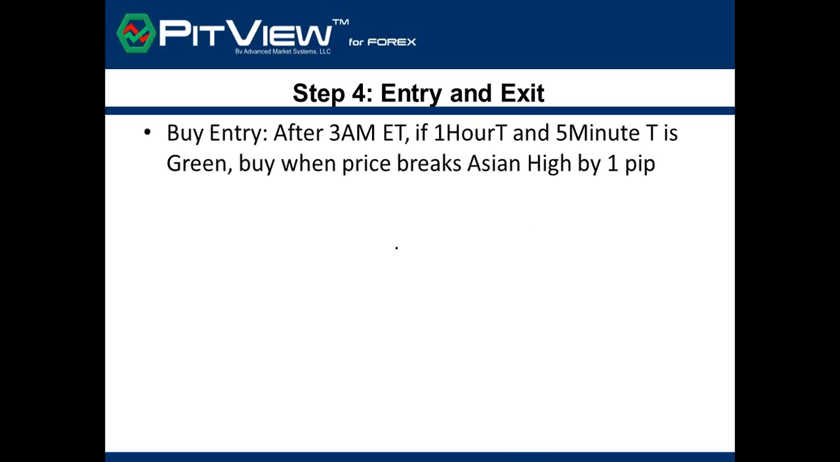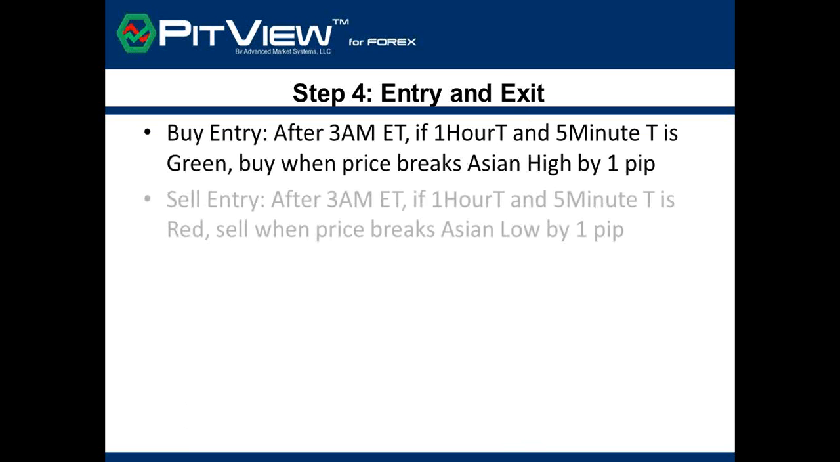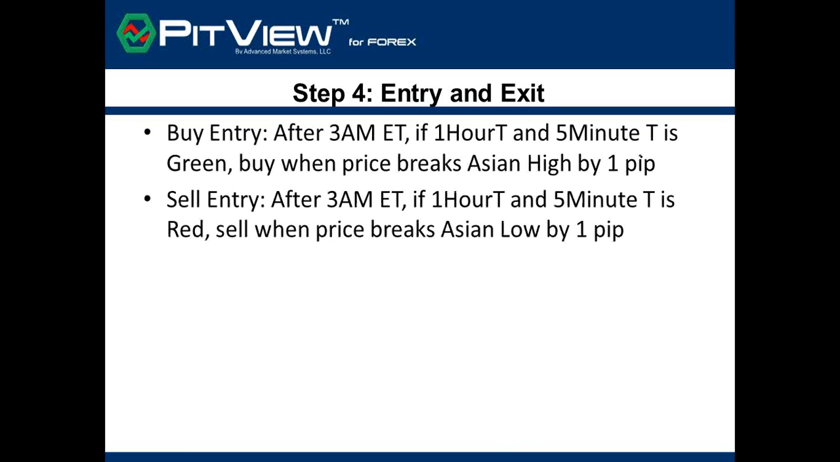So the buy entry and the sell entry look like this. After 3 a.m. Eastern time, that's right when 3 a.m. Eastern time hits, and that's 8 a.m. London time for you folks that live in the UK. After 3 a.m. Eastern time hits, if the 1 hour total, whenever I put T on there, it means total. If the 1 hour total and 5 minute total is green, you would buy when the price breaks the Asian high by 1 pip. Okay?